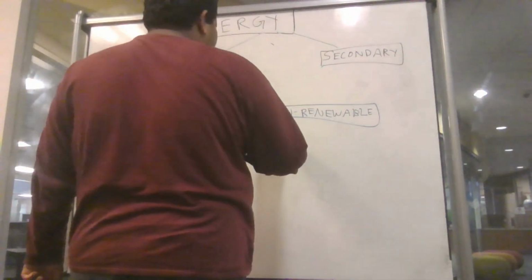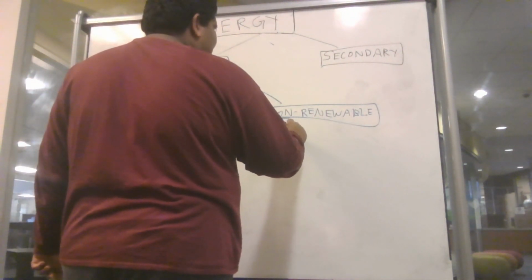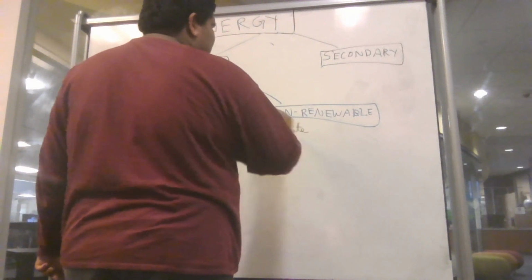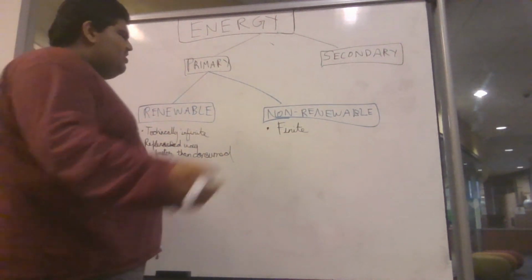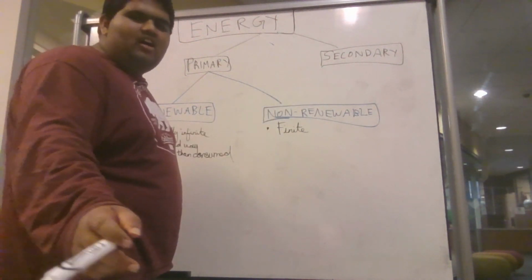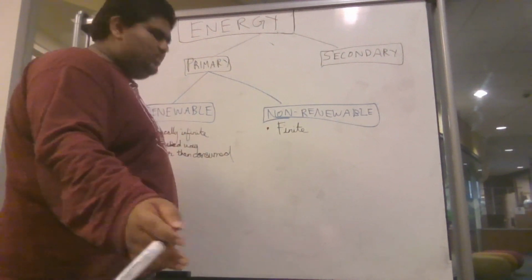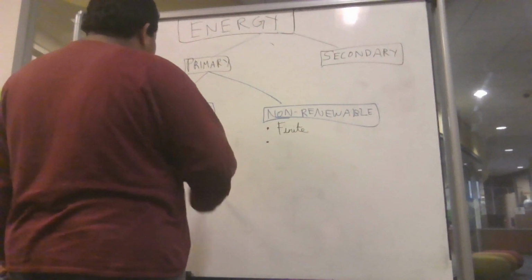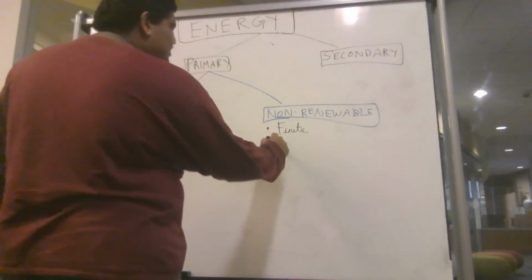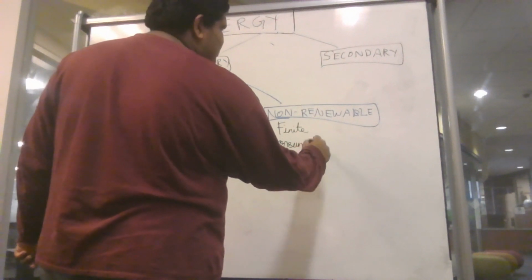Non-renewable energy, however, is finite. It's very limited. We're running out of gas right now. Once you use it, it's gone, and it's going to take a gazillion years to replace it again. So that means that it's consumed way faster than it is replenished.